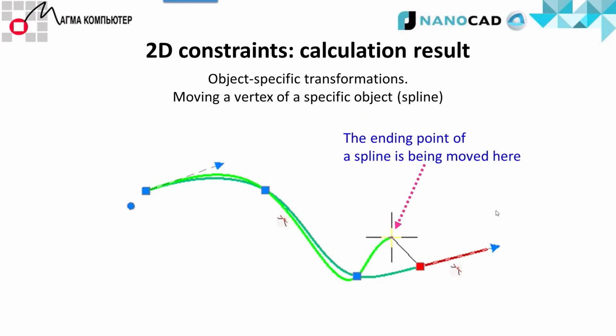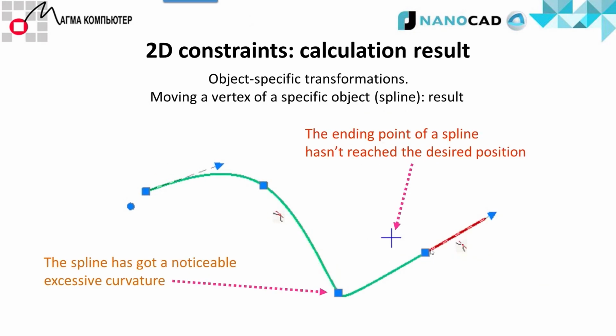On the next screen, the ending vertex of the green spline is about to be moved to the pointed place. At the same ending, there is a smooth constraint set between the spline and the red line. Smooth means G0, G1, and G2 curves connection. And here is the result of calculation.